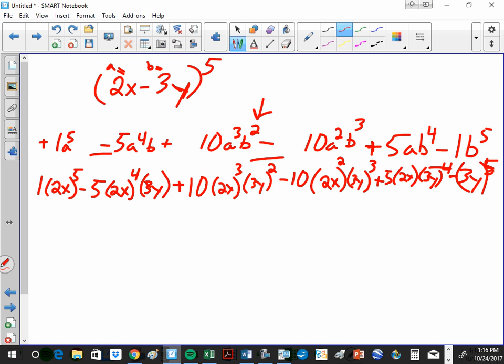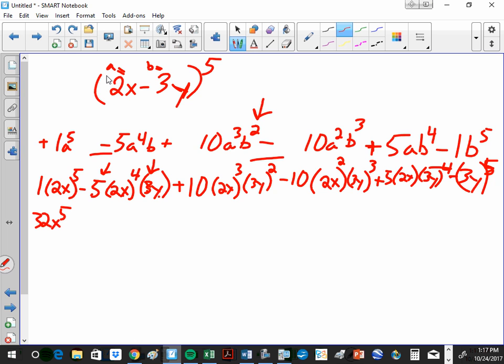Right. It's 2 to the fourth and x to the fourth, which is why I put parentheses around the 2x. 16x to the fourth. But that 16 is also going to hit the 5 and the 3. So you do all of the numbers and then the variables. So this first one is just going to be 32x to the fifth. But the next one is 5 times 2 to the fourth times 3 times x to the fourth times y.